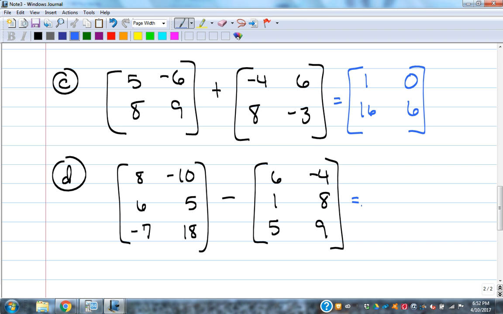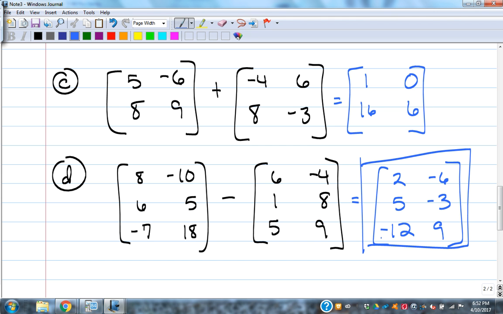Subtraction, same idea. Got to be the same size. Are these two the same size? Yes. First 3 by 2, 3 by 2. Corresponding spots. Subtraction. 8 minus 6 is 2. -10 minus -4 is -6. 6 minus 1 is 5. 5 minus 8 is -3. -7 minus 5 is -12. 18 minus 9.